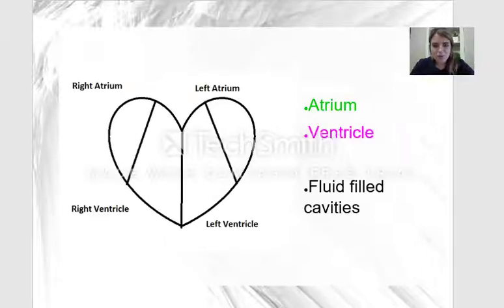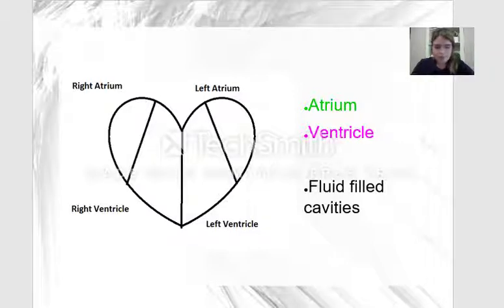So we'll start with the 4 chambers of the heart. We have the right atrium, the right ventricle, the left atrium, and the left ventricle. And those are fluid-filled cavities through which blood can circulate.